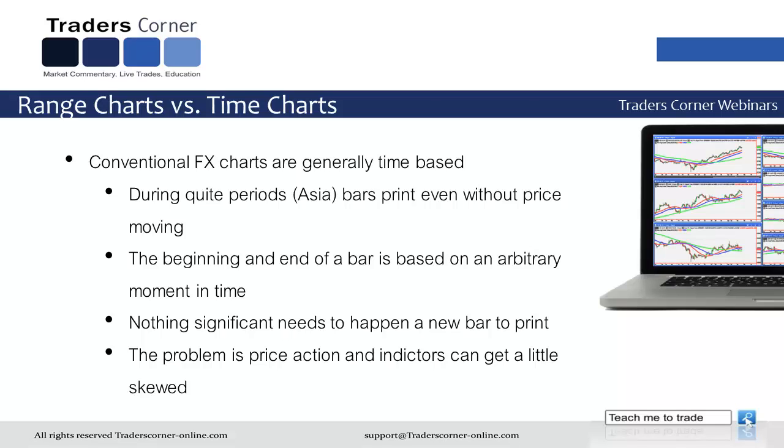And obviously with that problem comes the issue with your indicators. Your indicators also tend to get a little bit skewed. The reason for that, again, is that they look at times like the Asian session as times of low volatility, which is true, but it's low volatility not because of the price action. It's low volatility because nothing happens. There's no volume in the market then. So that can cause your indicators to get a little bit out of whack and give you some false signals here and there. So that's a time-based chart.